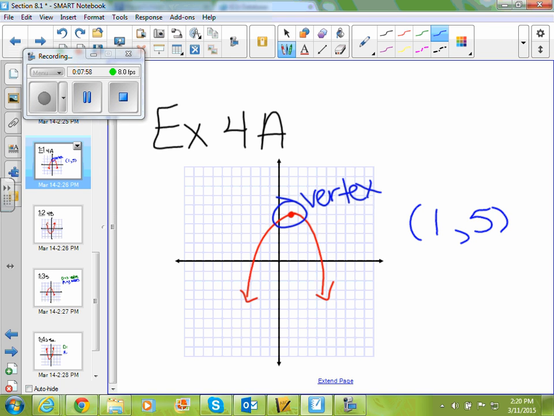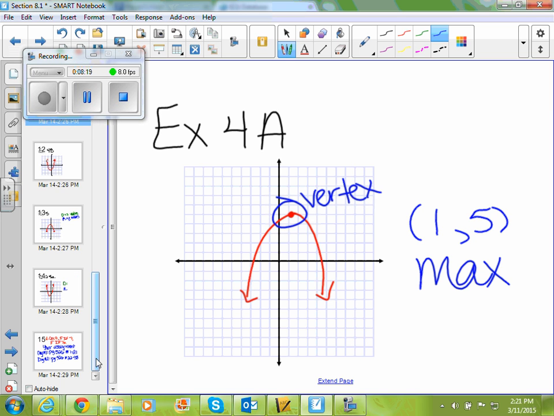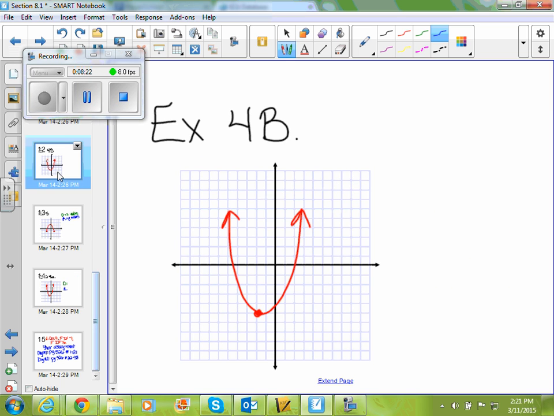Okay, so 1, 5. And then we need to know if that's a minimum or a maximum. Now, I gave you guys hints over here. So if it's opening down, it's a maximum. It's max because it's the very top, so everything has to be under. So this one is a minimum. What is that point? -2, -5. So that's the vertex and it's a minimum.